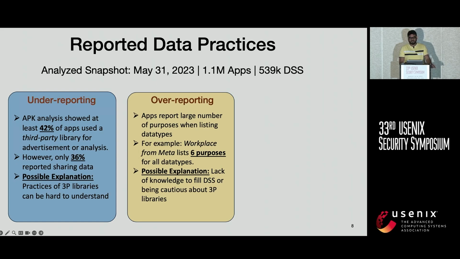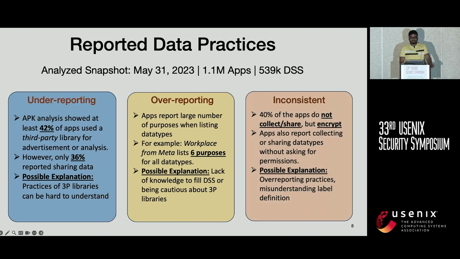Now, this could be either due to lack of expertise or the developer being overly cautious about purposes of third-party libraries. Finally, we also noticed internal inconsistencies between the data safety sections and the app metadata. For instance, we see apps encrypting data in transit, but not collecting or sharing any data. Similarly, we see apps collecting data types that they do not have permissions for, highlighting the inconsistency in the reported practices. We will also explore these trends and possible explanations in our developer studies later.